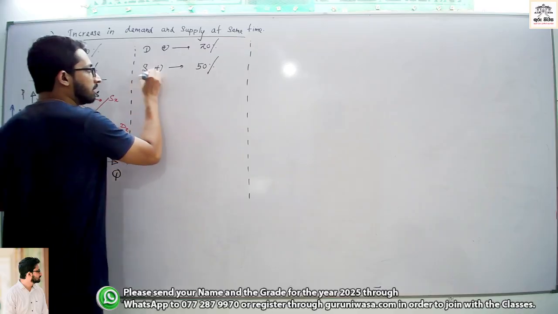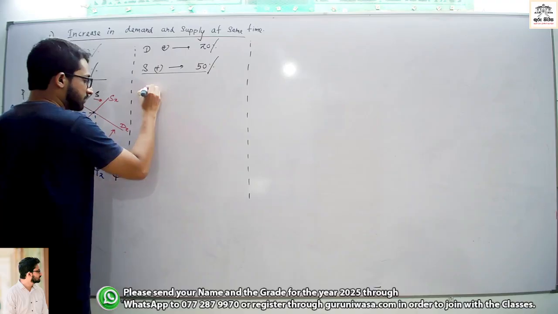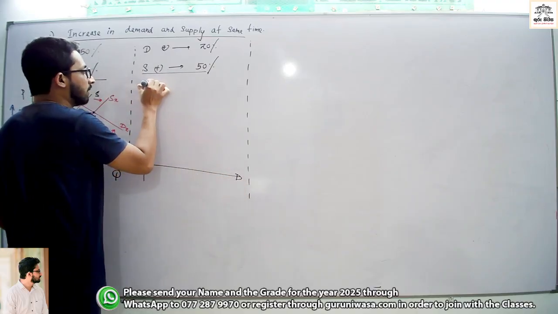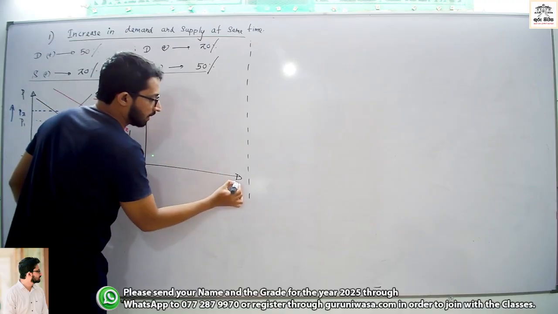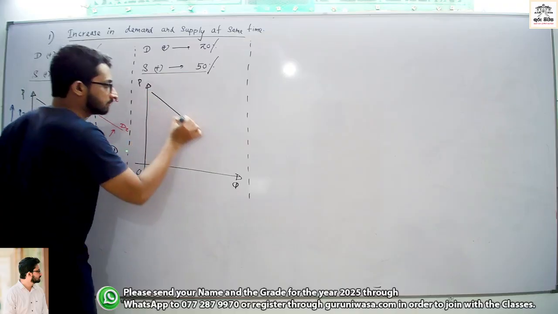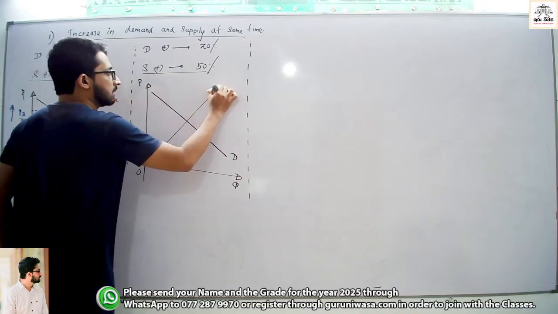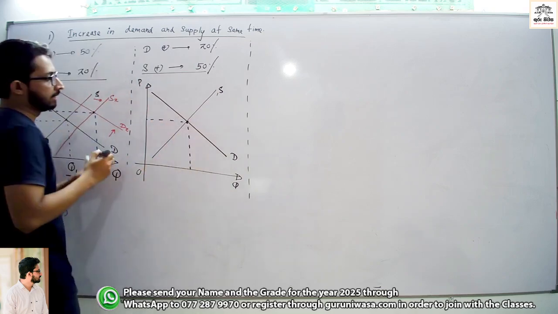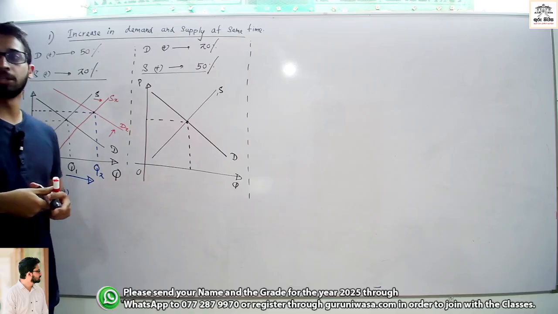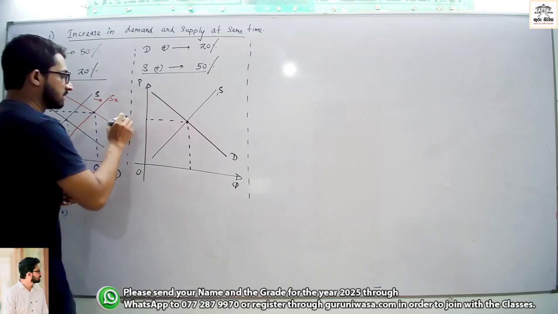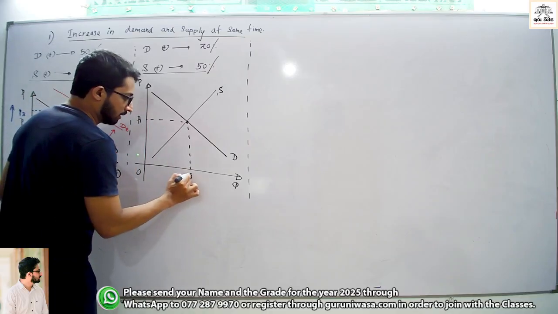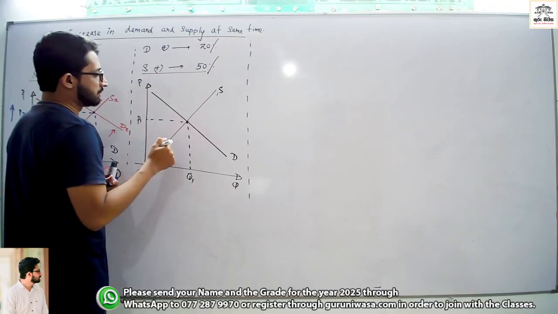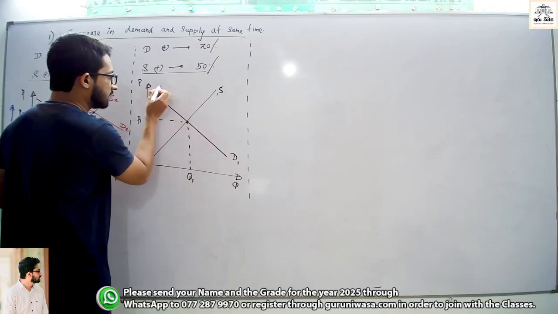Right. But remember, the first step is to draw the original one. Price, quantity, 0. Demand curve, supply curve. This is the original equilibrium, Lamai. Now what happens? The demand curve shifts to the right side. Yes, this is P1, Q1. The demand curve shifts to the right, like this.